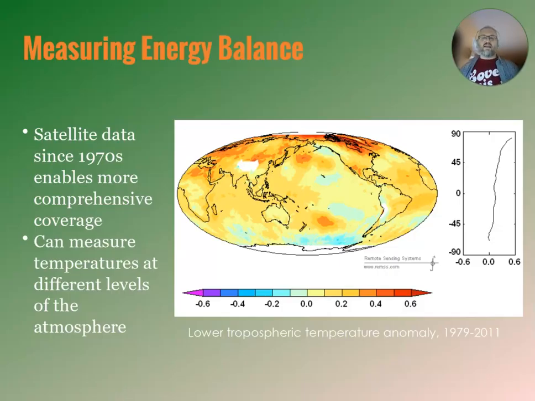Another interesting thing that the satellites can do is they can measure temperatures at different levels of the atmosphere. So the temperature records that we were talking about before are all measured at the surface because they're people looking at thermometers, basically. So we're getting surface temperatures, but sometimes we want to know what's going on higher up in the atmosphere. And so satellites are able to measure different levels of the atmosphere. And that's what you see in the little graph to the side of the map there, the satellites looking at different heights within the atmosphere.